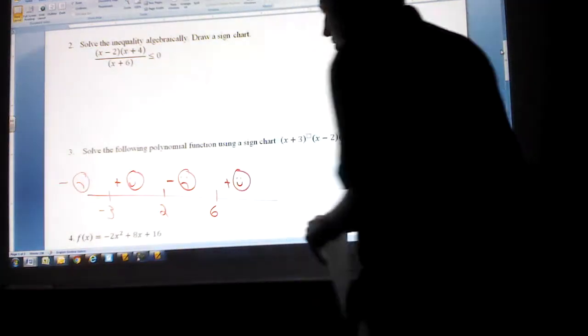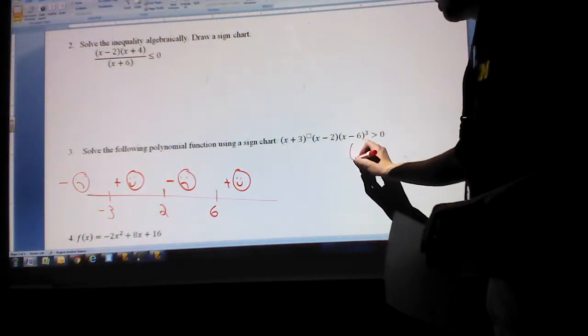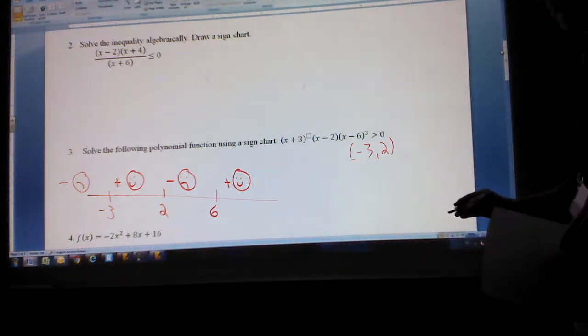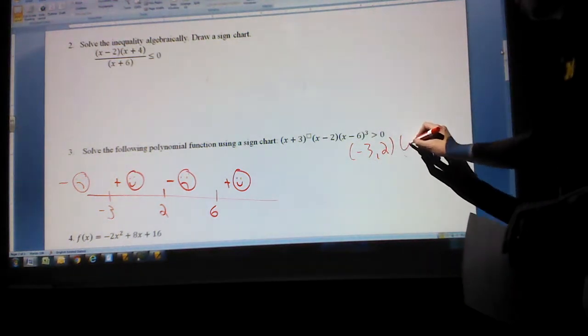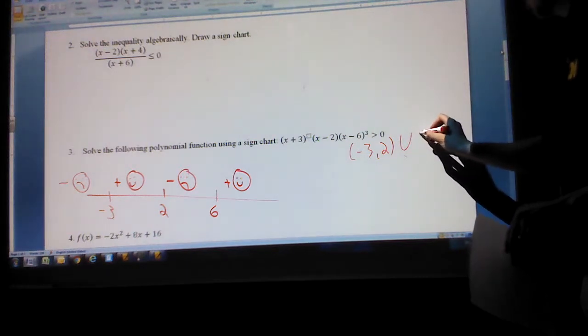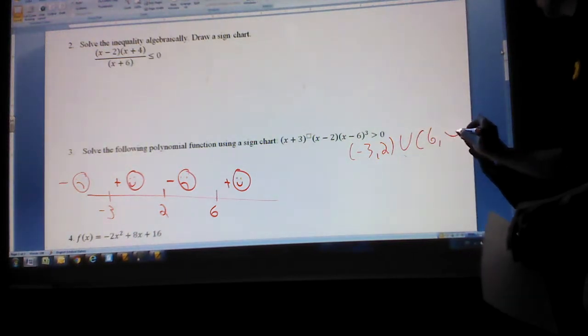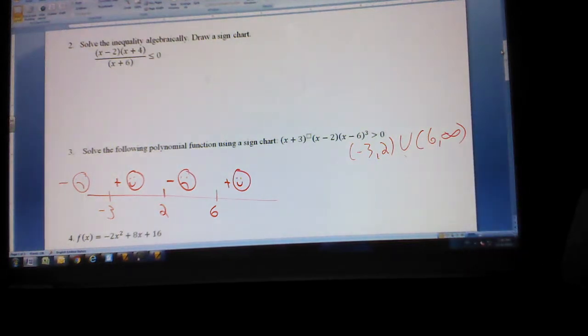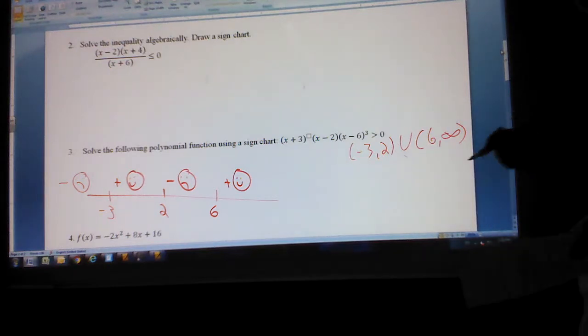So our answer is any numbers between negative 3 and 2, and it is parentheses because we don't have an equal to. And we're going to go from 6 to positive infinity. Those are the 2 spots where our answers are bigger than 0. And again, we're using parentheses and not brackets.